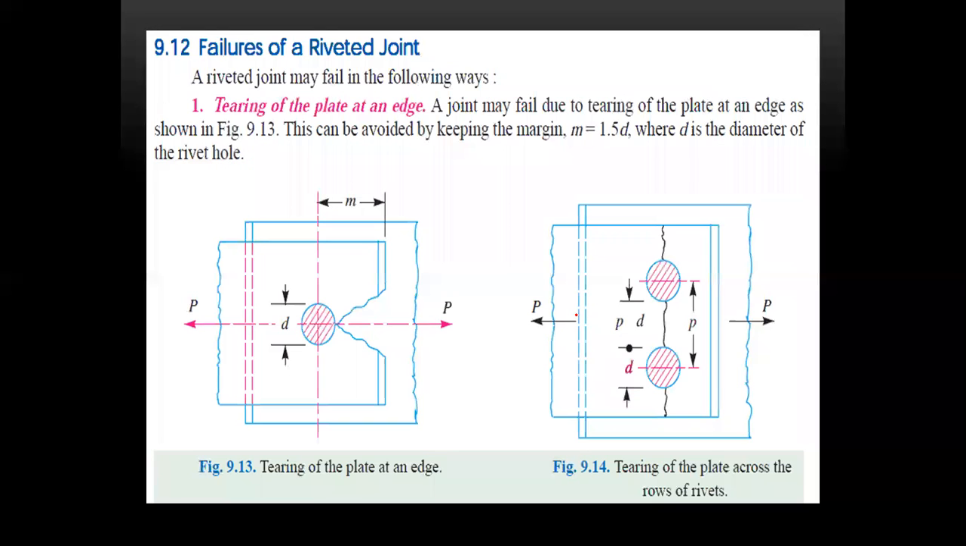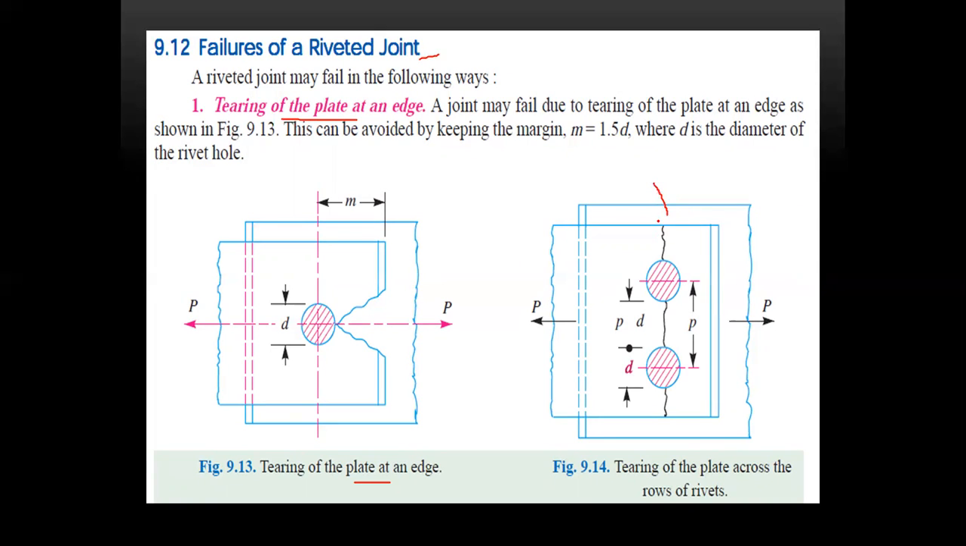Next, the main concept is failures of the riveted joints. What are the main failures of riveted joints? In this, we will discuss step by step. Tearing of the plate at an edge. See how it tears, right? Tearing of the plate at an edge, and tearing of the plate across the rows of the rivet. That means tearing at the edge near the rivet, towards the center. The other one is tearing at the center.